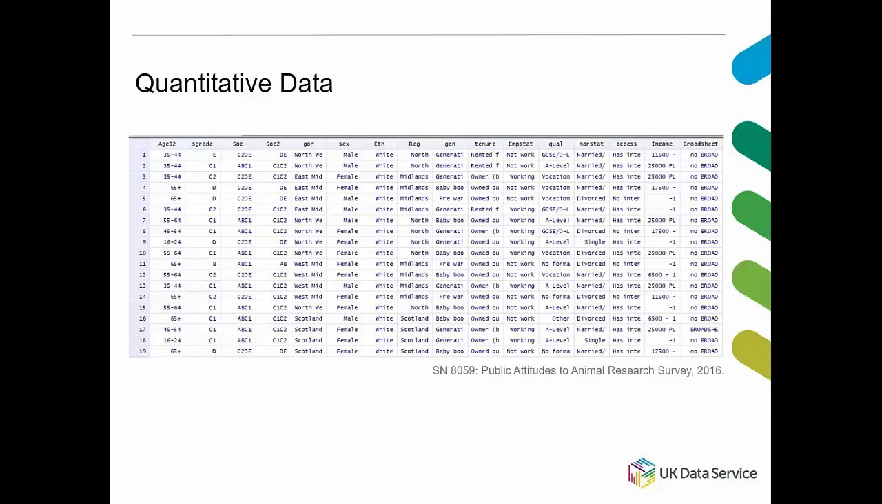This is an example of just one of the quantitative data files that we hold. This is an example of the Public Attitudes to Animal Research survey data set. This is an open data set, and because it is an open data set, you will notice that age is represented in age bands, and the most specific geographical unit is the government region.